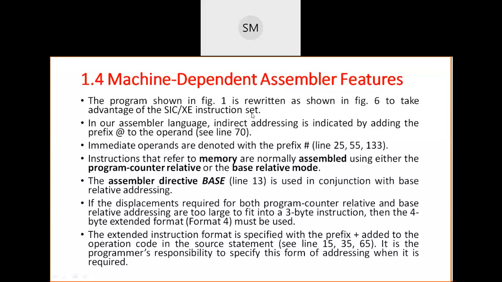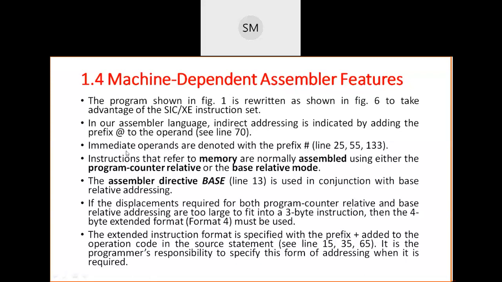Here in our assembler language, indirect addressing is there, and I already told you how to identify it. Indirect addressing is indicated by prefixing the operand with the @ symbol. So if you see @ before the operand, it means it is indirect addressing. Similarly, if the operand is prefixed with the hash symbol, then it is called immediate addressing.